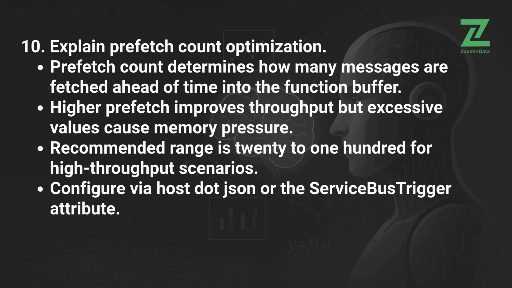10. Explain prefetch count optimization. Prefetch count determines how many messages are fetched ahead of time into the function buffer. Higher prefetch improves throughput but excessive values cause memory pressure. Recommended range is 20 to 100 for high throughput scenarios. Configure via host.json or the Service Bus trigger attribute.